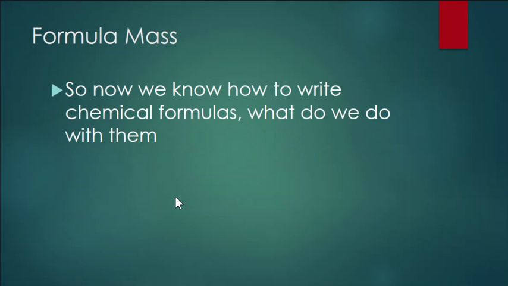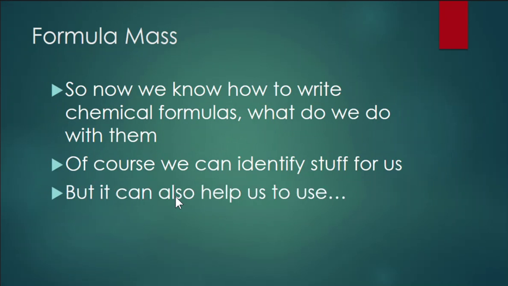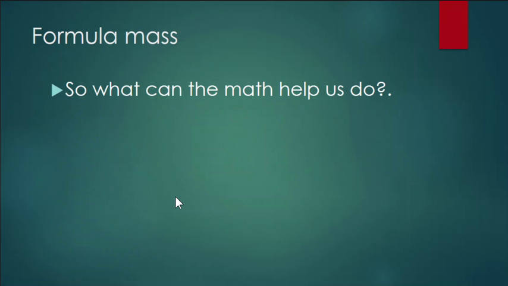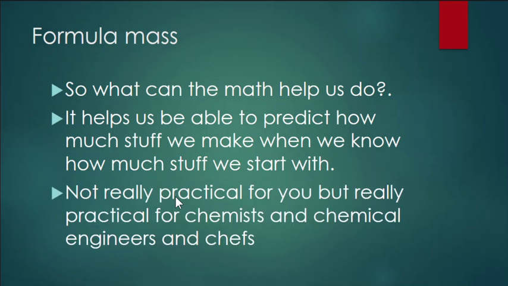Okay, so now that we know how to write chemical formulas, what do we do with them? Of course, we can identify stuff for us, but it can also help us to use math. Yes, math. So what can the math help us do? It helps us to be able to predict how much stuff we can make and how much stuff we need to start with.